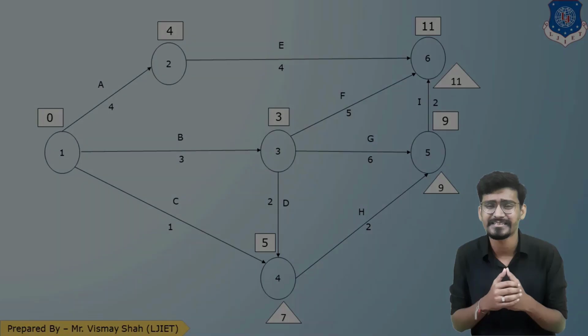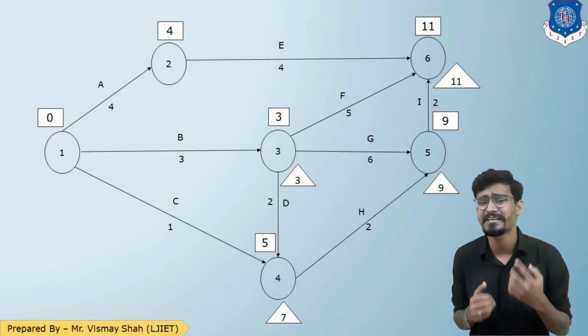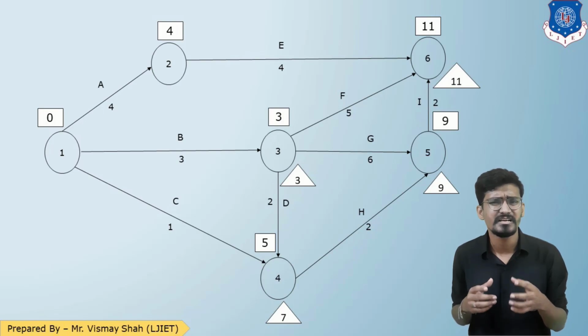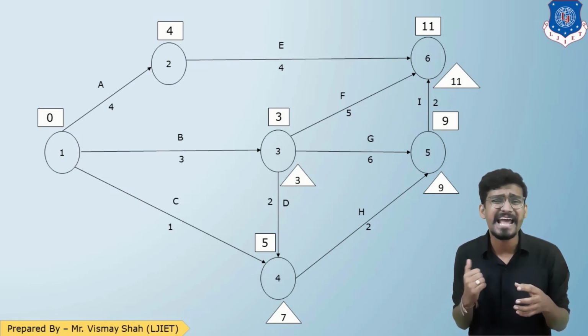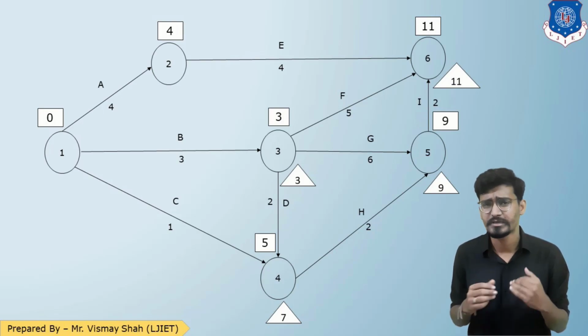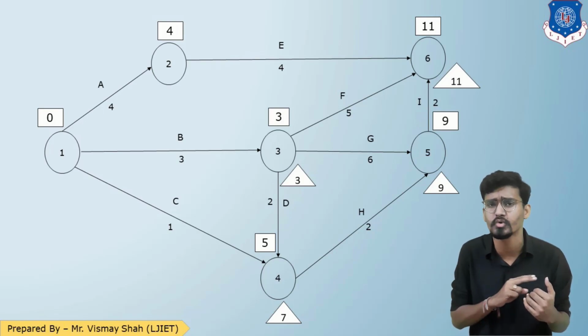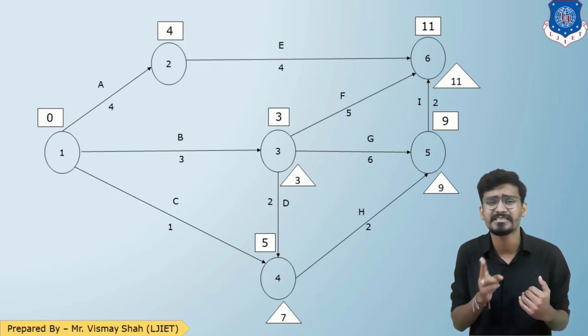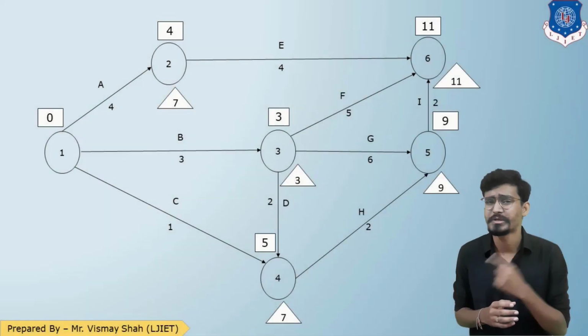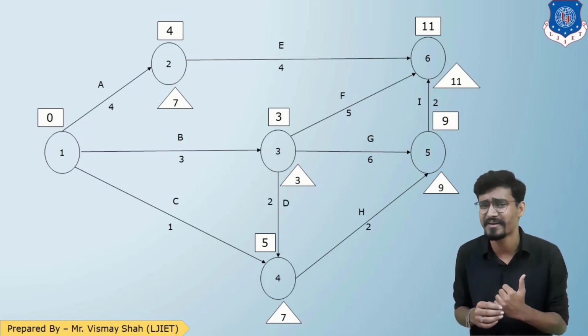As you can see, event number 3 is having the TL as 3. Now talking about event number 2. Event number 2 has only one arrow, 2 to 6, so the reverse will be 6 to 2. 11 minus 4, that will be 7. Let us represent that. So here, for event number 2, it is 7.